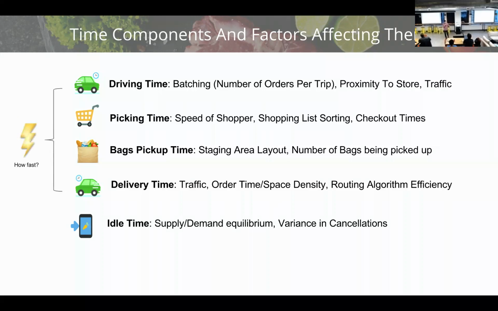So the first four represent how fast we do things. They affect the active efficiency directly. And the fifth one represents how busy we keep our shoppers, and that affects utilization.